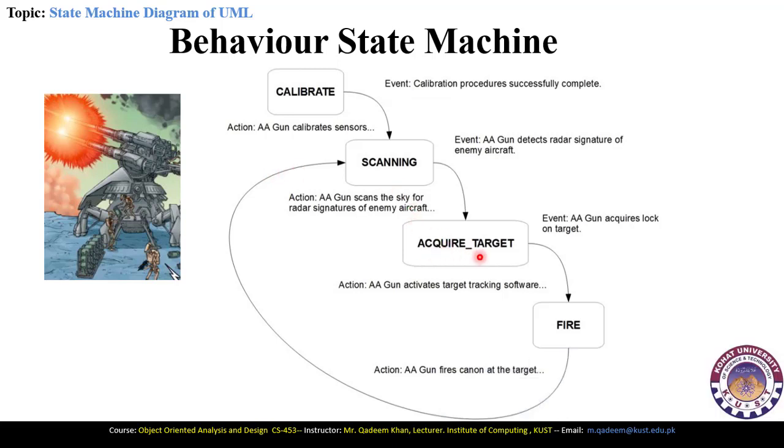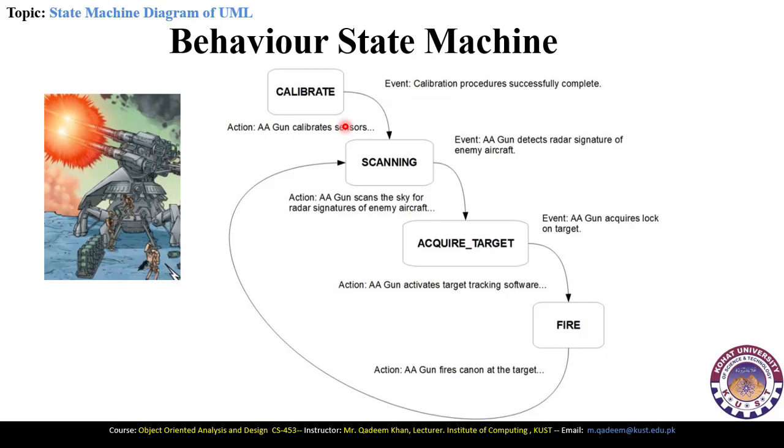After acquiring the target, the anti-air gunfire system will open fire using a certain cannon. So the final state is the fire. And after firing, again the system will go to the scanning state. That means if there are multiple targets or if the position of the target is changing, then scanning will be required again, and again the target will be acquired, and again a new shot will be fired here.